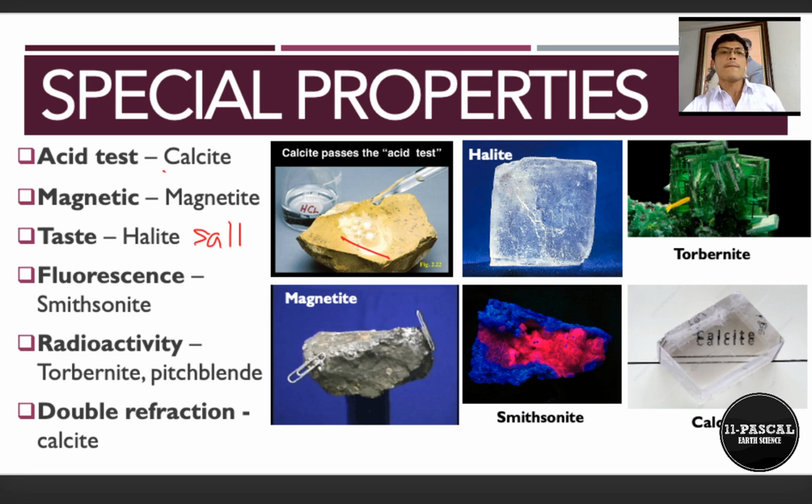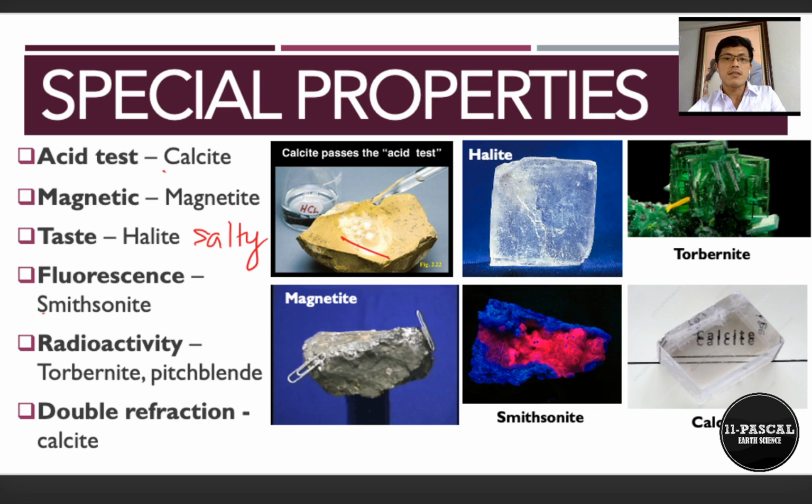Okay, salty. And then we have fluorescence. Example is the smithsonite. If it's dark, it will emit a certain glow, or it can be fluorescent. Then we have radioactivity for torbernite or pitchblende. They can be radioactive. And then we have double refraction, or optical properties.